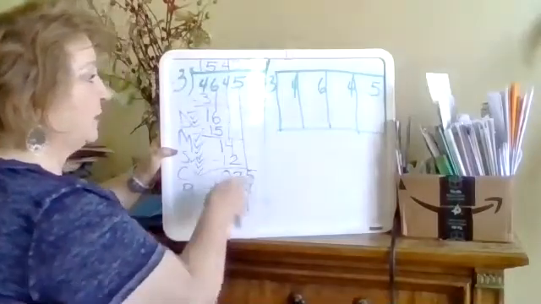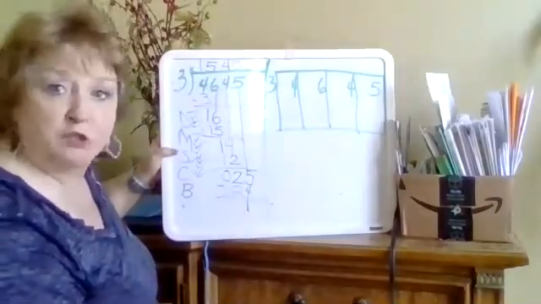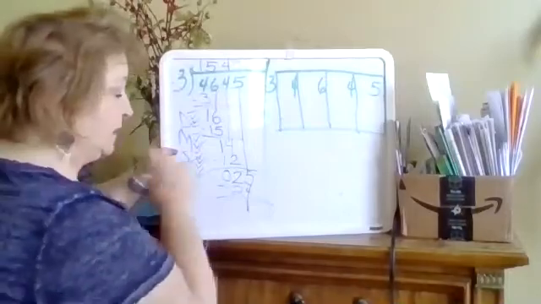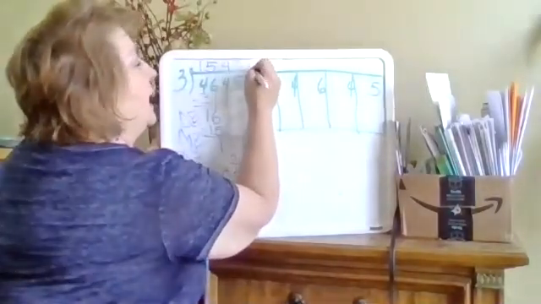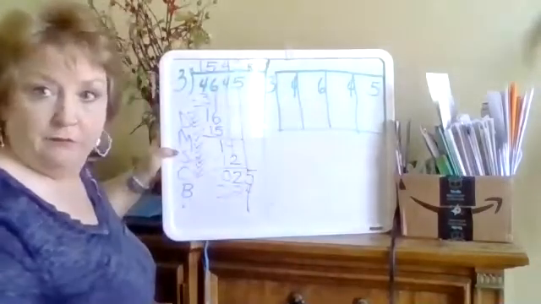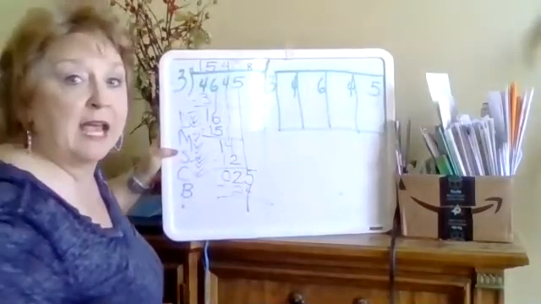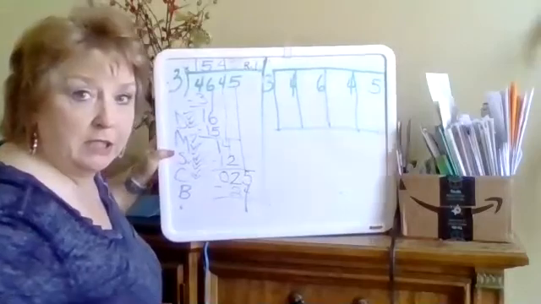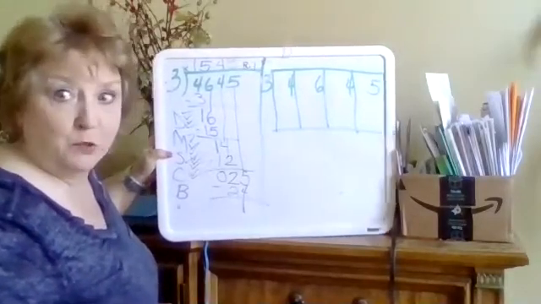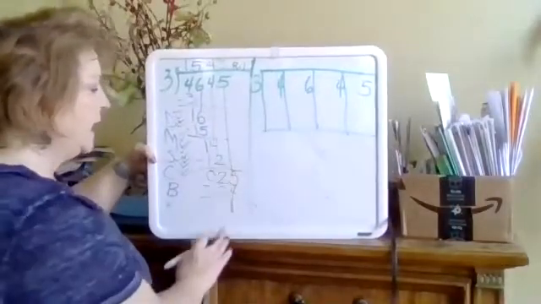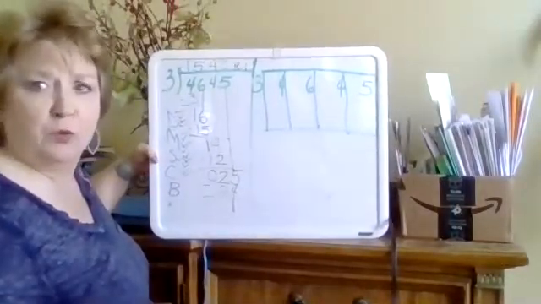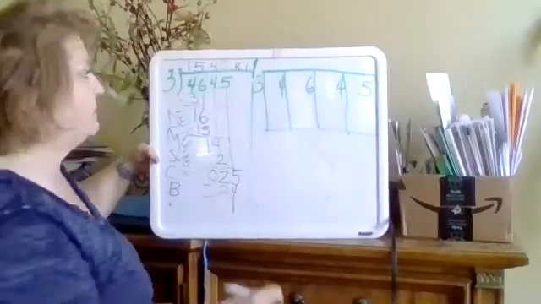Is there any more to bring down? No. So I'm going to have a remainder of 1. Remember, sometimes we have to add our remainders in, and sometimes we can ignore them, but we always just write remainder 1. Okay, so that is how we do it with the standard algorithm.